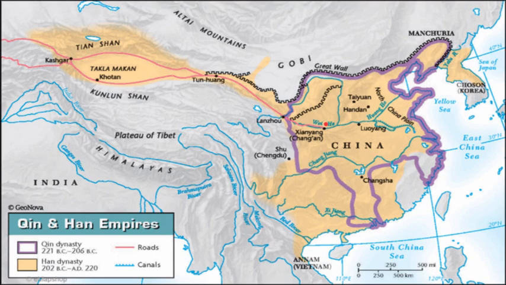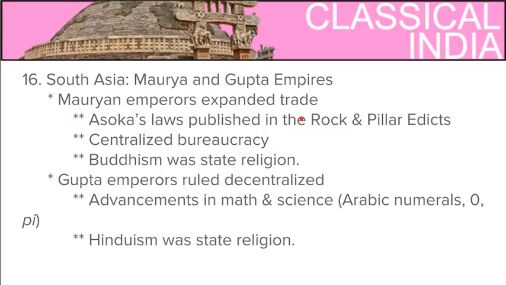In classical India, we have the two dynasties, the Mauryans and the Guptas. With the Mauryans, we see Ashoka. He is going to have a centralized bureaucracy of educated Buddhist priests as the people running the government. They're also going to have the published laws called the Rock and Pillar Edicts, which are laws written down on pillars of stone.